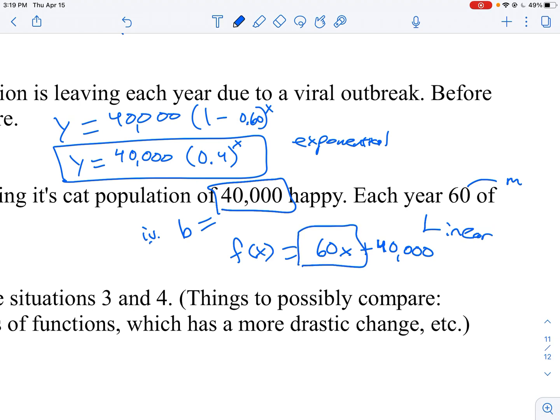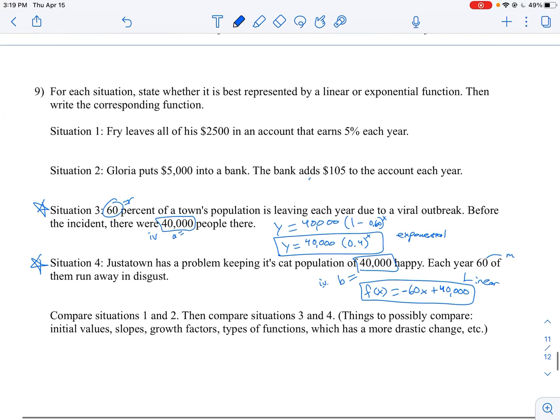This would say it's going up by 60 each year, but it needs to be going down by 60. So I'm going to make my slope here negative. And now my equation matches the situation. So now we've had a little recap of exponential versus linear situations.